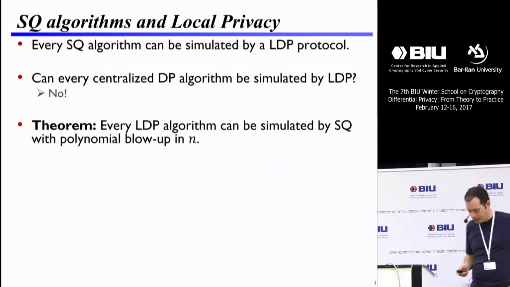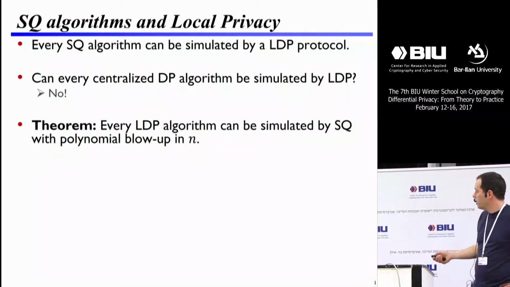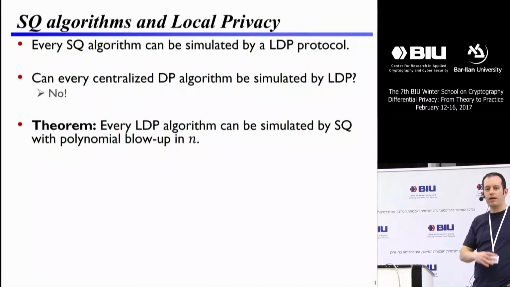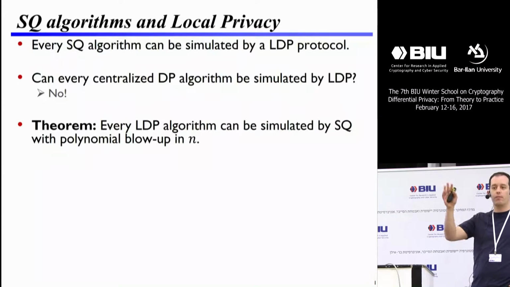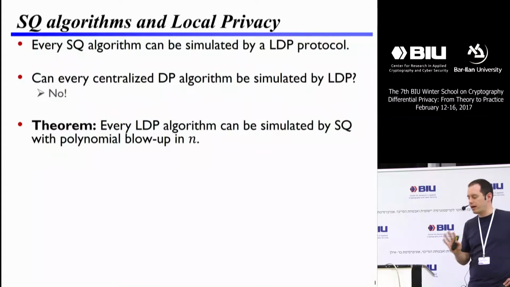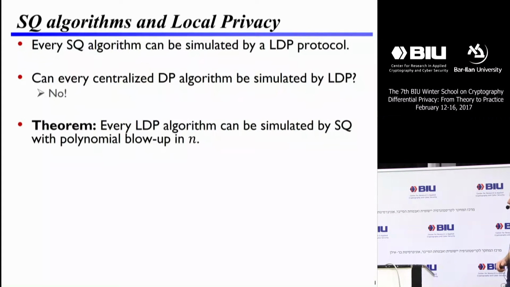Okay, so here are three statements we do know how to make. First of all, every locally differentially private algorithm can be simulated by an SQ algorithm when data is cheap, so as long as I'm willing to allow a blow up in the amount of data the algorithm uses. I can control exactly what that blow up is, but very crudely, it's quadratic or cubic in the original data set size.